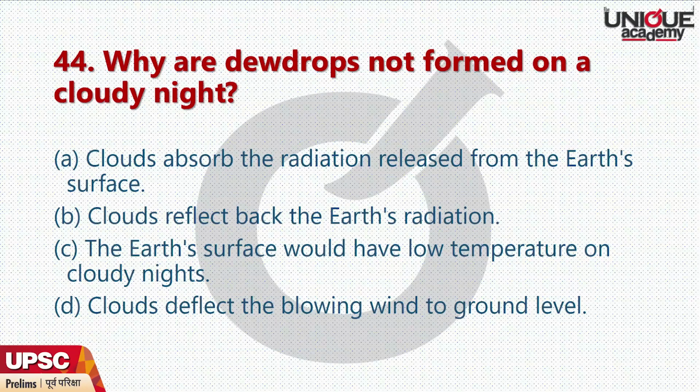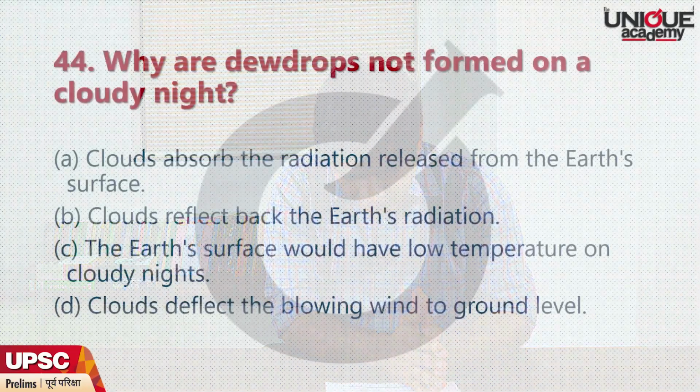Question 44: Why are dewdrops not formed on a cloudy night? In order to analyze this question, let us first figure out how heat comes into the environment. It comes in from the sun in the form of shortwave radiation, and it is reflected back from the earth in the form of longwave radiation. Now clouds, you should know, are opaque to longwave radiation, so that heat remains trapped in the atmosphere. Especially at night, that is the most important aspect you need to remember.